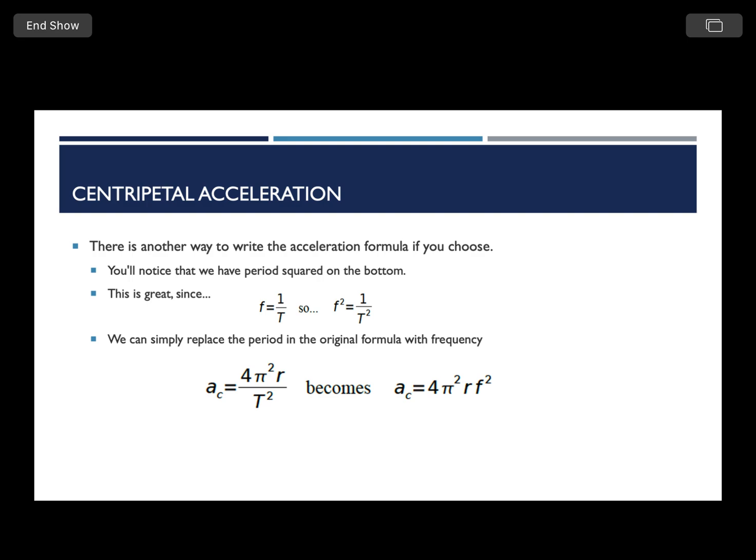Now, let's take a quick little look here. Another way you can look at this as well is keep in mind that frequency is equal to 1 over the period. So if I have a period on the bottom, I've got 1 over period. So I could say that for each one of those, I can substitute that in for an f, getting this formula here. Okay, so that's all well and good, but let's take a look at some force.